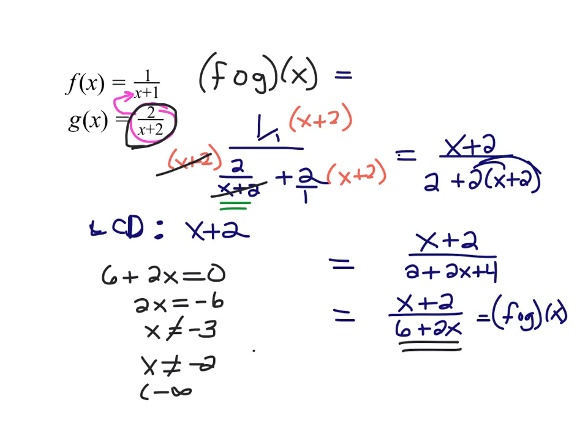So interval notation for the domain would be negative infinity to negative 3, union, negative 3, so double parenthesis to eliminate that value, to negative 2, union, negative 2 to infinity.